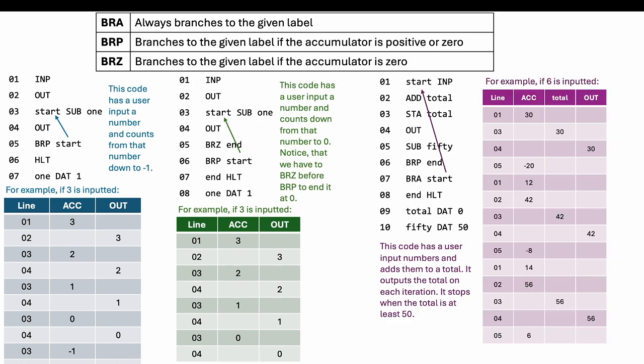So let's have a look. So we need to update that. So we start off with 30, all right? So 30 is inputted. We add on our total.